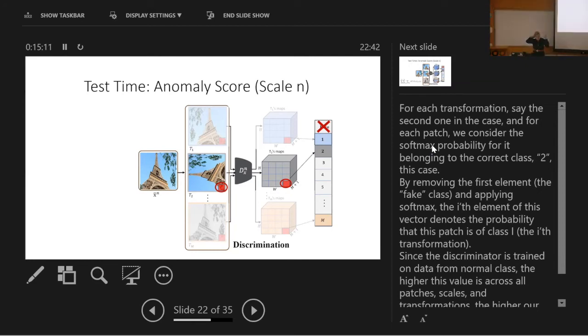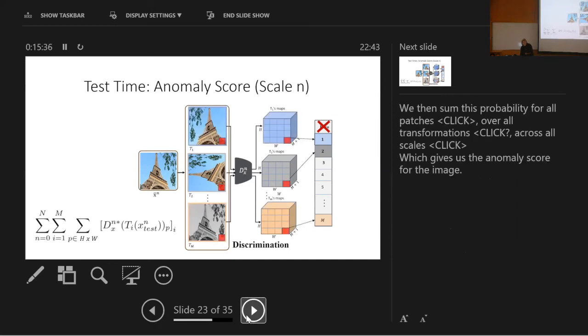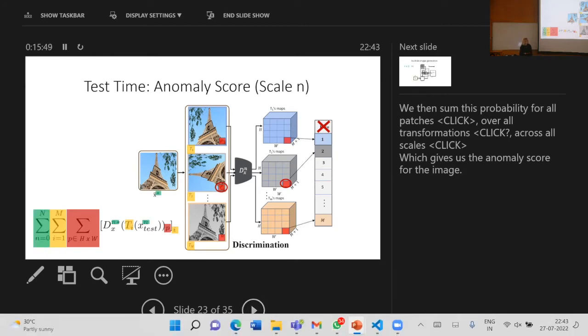So by removing the first element in the vector, the fake class, and applying the softmax, we know the ith element of each vector corresponds to the probability of belonging to the ith class. Since the discriminator is trained only on normal samples, the higher the score is, the higher the confidence that this sample is normal. We then sum this probability for all patches, as you can see here, over all transformations across all scales, which gives us the final anomaly score for the image.